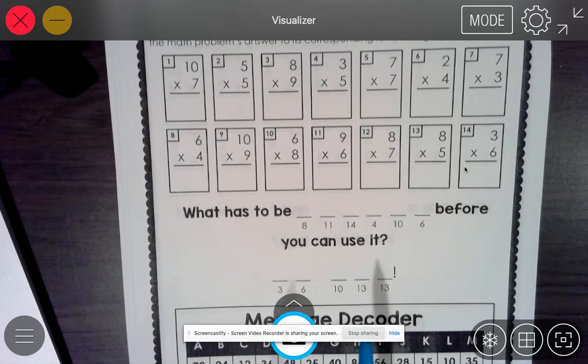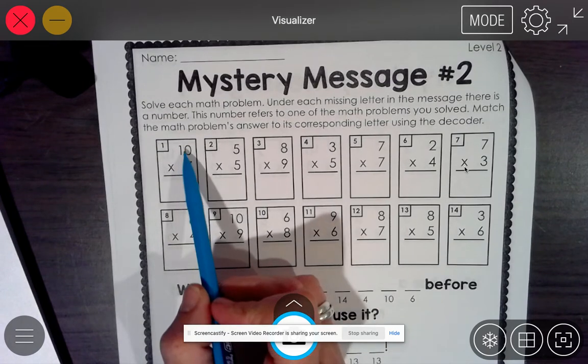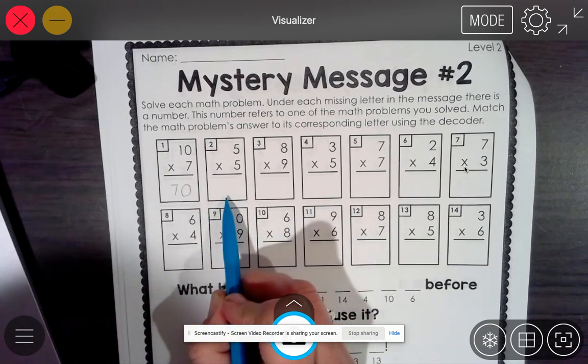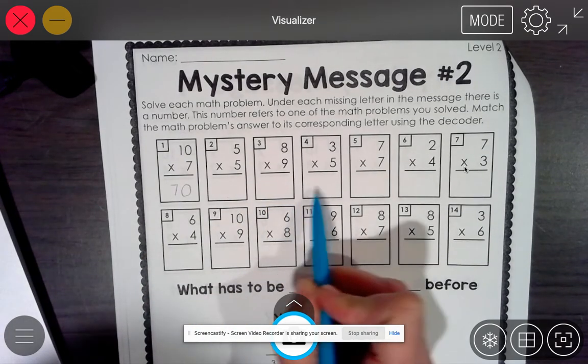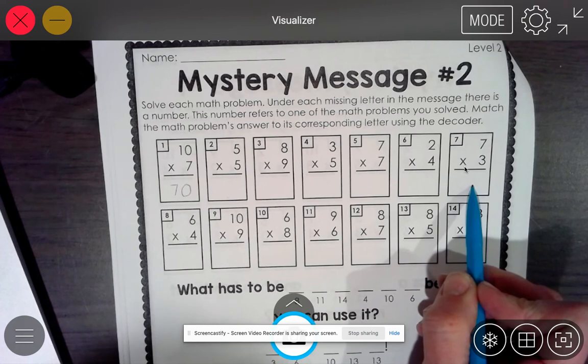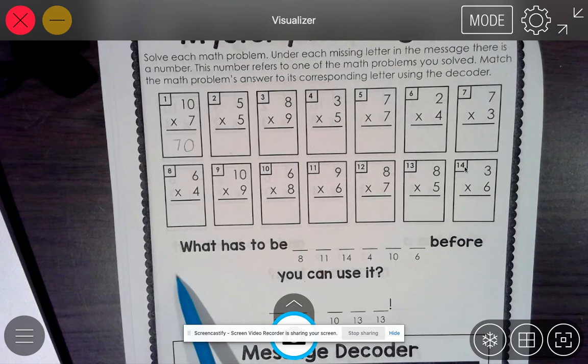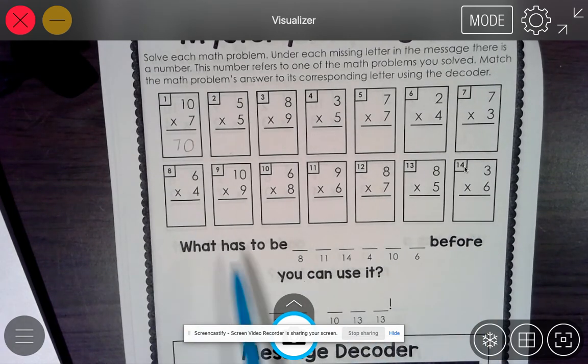Again, you're going to want to do your problems. 10 times 7 is 70. So you're going to work through and do each problem. And once those are complete, you're going to be able to solve the mystery message number 2. It says, what has to be blank before you can use it? And then it'll give you your answer. These must be completely done and turned in with your packet on your packet day.